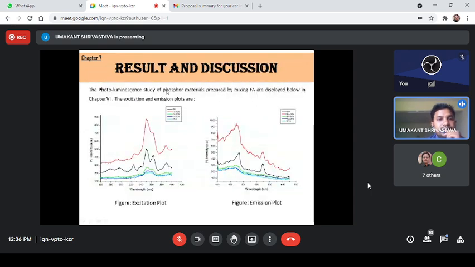The photoluminescence study of the phosphor material prepared by mixing FA is displayed in the two pictures below. The excitation plot itself shows that the Fa10 sample shows the highest PL intensity in the range between 320 nanometer to 400 nanometer wavelength, and it also shows the emission plot between 475 nanometer to 625 nanometer wavelength range.